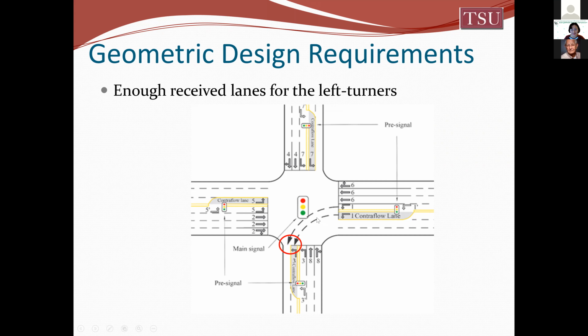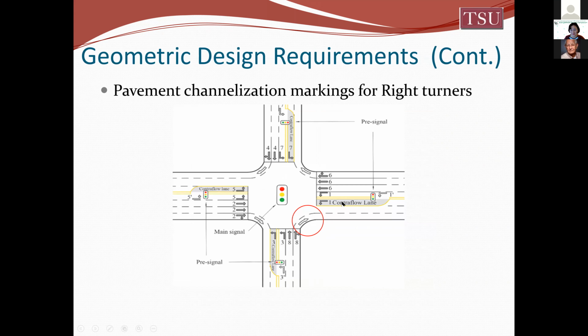The second, as I mentioned, is that the right turn may also conflict with the contraflow left-turn lane vehicles. So what we need to do is channelize the right-turn vehicles. Make sure people do not make a big right turn. They have to stay on the far right side when they make a right turn. You can use some pavement markings to guide the right turn.